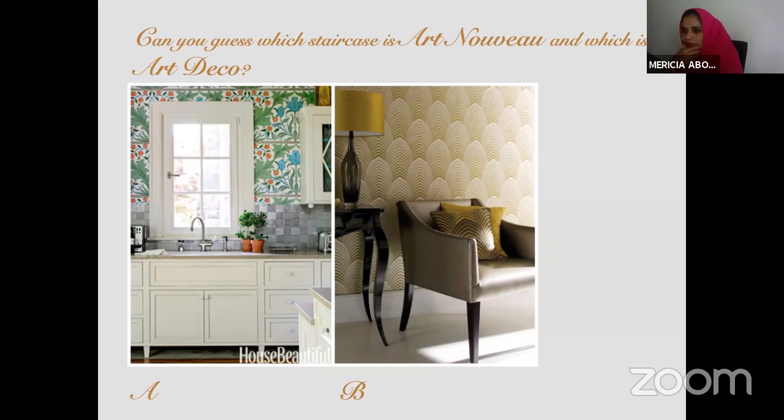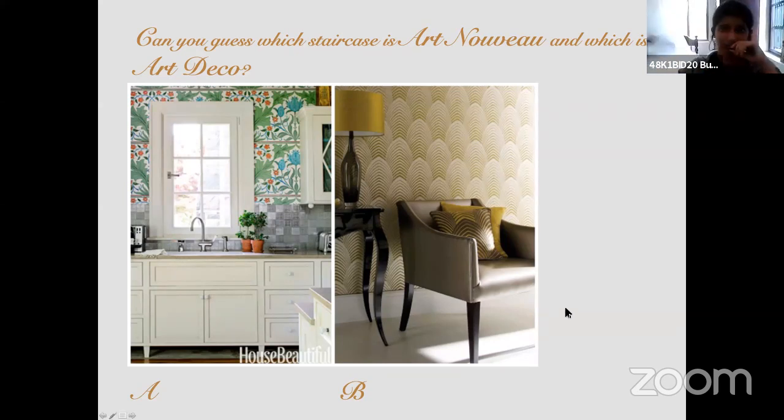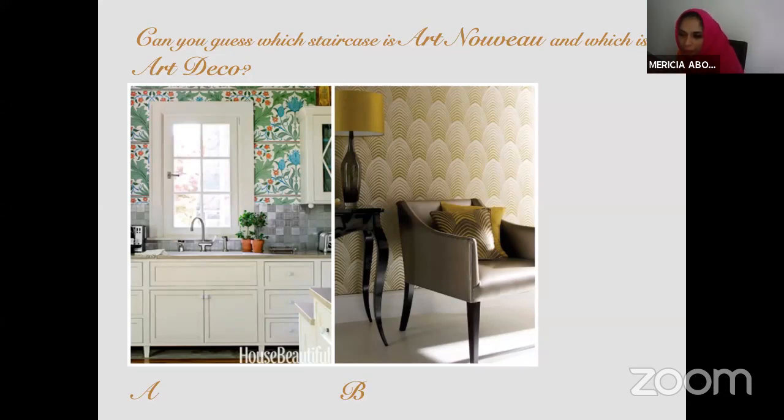Why is it so? Because B is very symmetrical, just like we already mentioned. The other one is a little asymmetrical. It's very curvy, while the other one uses geometrical shapes. And Art Nouveau has a lot of plants being used as decoration, ornamentation. So Art Deco has a little less decoration compared to Art Nouveau, because Art Deco came later than Art Nouveau. So it's an inspired version of Art Nouveau.